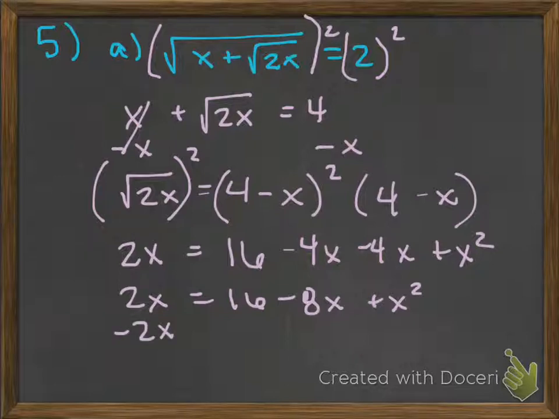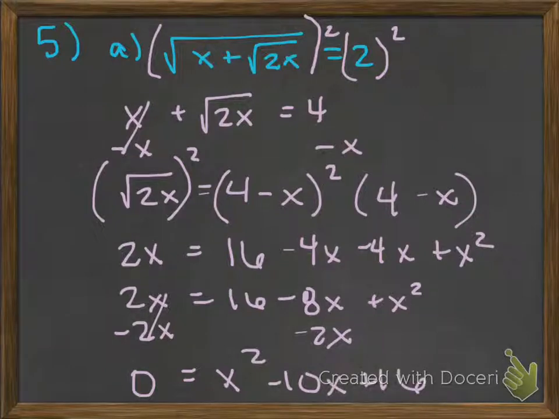So I'm going to subtract that 2x over so I can solve, so it needs to be set equal to 0. And I'm also going to rewrite this. When I rewrite it, I have x squared minus 10x plus 16. Now in order to solve this, we're going to factor. So we're looking for two numbers that multiply to be 16 and add to be a negative 10.